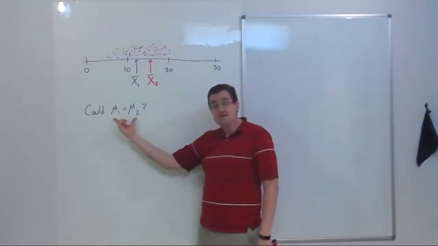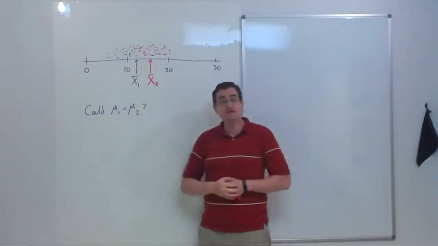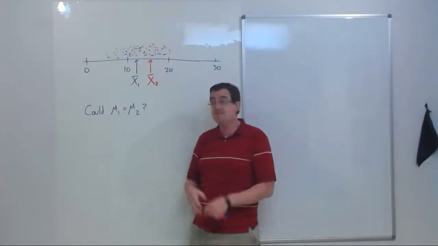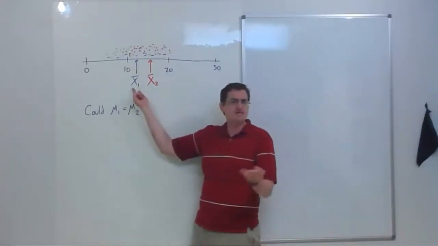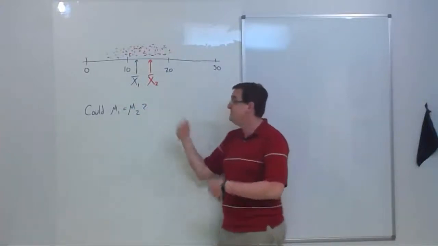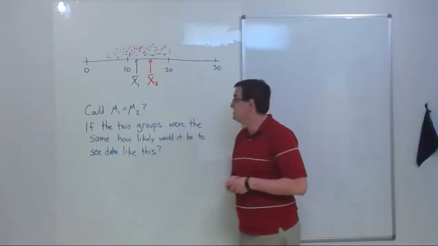But maybe the true values are actually equal to each other. This might be, for example, two drugs. We want to test, are they actually the same drug or do they have the same effect? Maybe this is bacteria on the East Coast and bacteria on the West Coast. We want to know, are they the same or are they different? So that is our null hypothesis. And so we're going to calculate a probability.